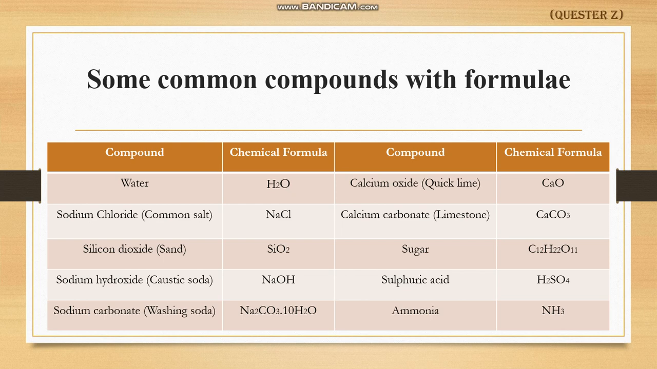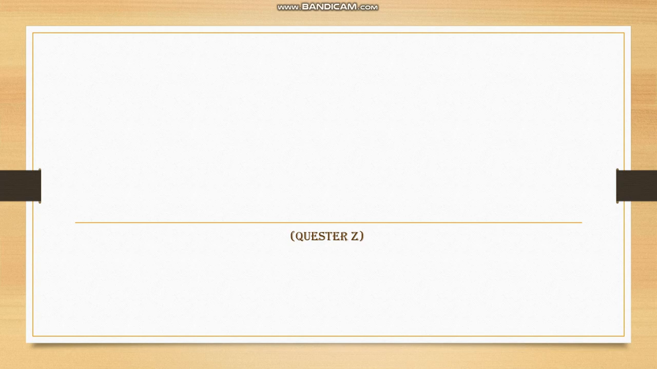Sodium carbonate, washing soda, Na2CO3, with water of crystallization. Calcium oxide, CaO, quicklime. Calcium carbonate, limestone, CaCO3. Sugar, that is sucrose, C12H22O11, sulfuric acid, H2SO4, ammonia, NH3. These are all the common compounds given with their formulas.